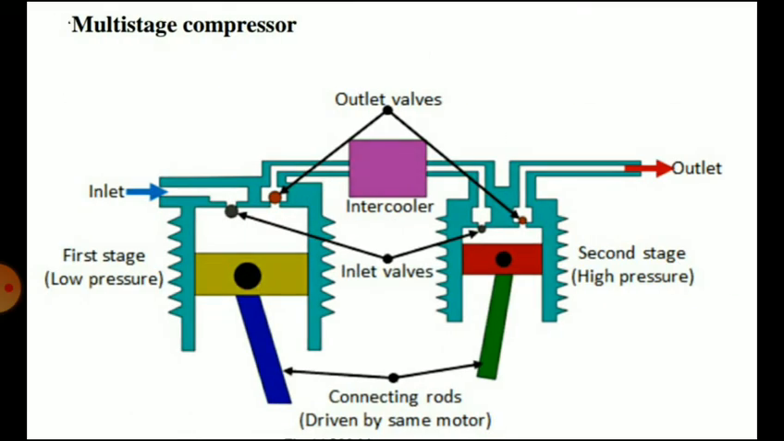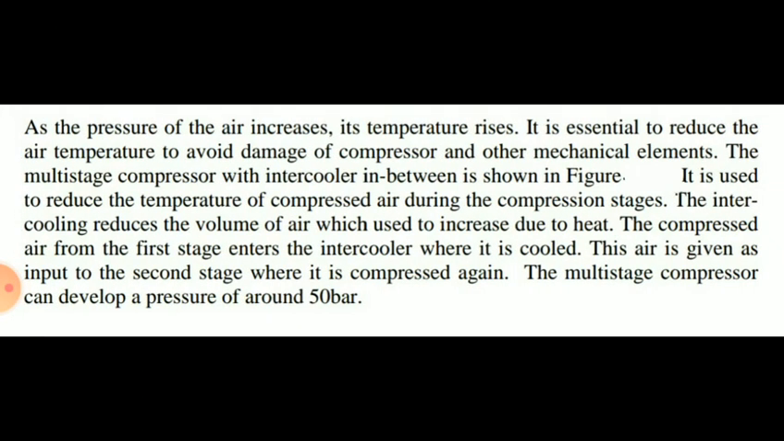So this is one of the diagrams of a multi-stage compressor. You can see the first stage, that is at low pressure, on the left hand side, and on the right hand side you can see the second stage, that is high pressure. In between the first stage and second stage there is an intercooler, and there are inlet valves and the connecting rods. There is an inlet port and the outlet port where you will get the high pressure from low pressure. So you can see the working.